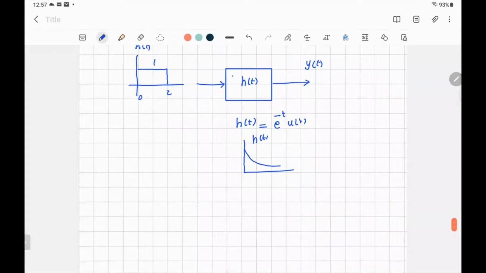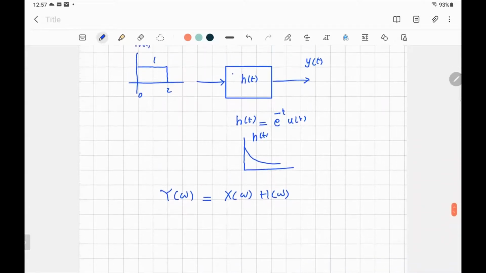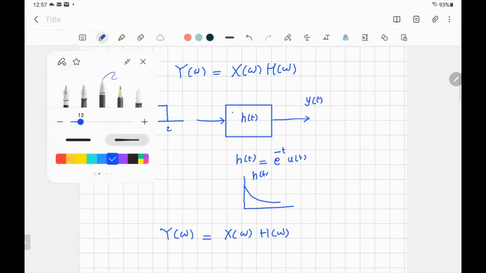Well, according to the convolution, we'll say Y of omega is equal to X of omega times H of omega. So I need to find the Fourier transform of each. This one, we did last time. That's the rectangular pulse shifted. If you look at the original one, that's a good revision for what we did.